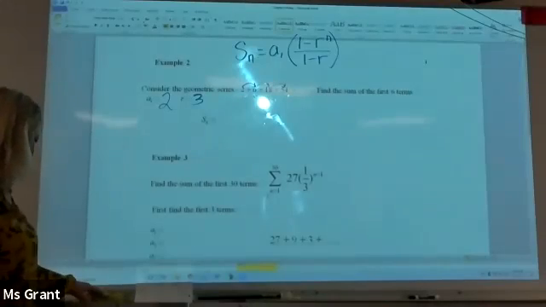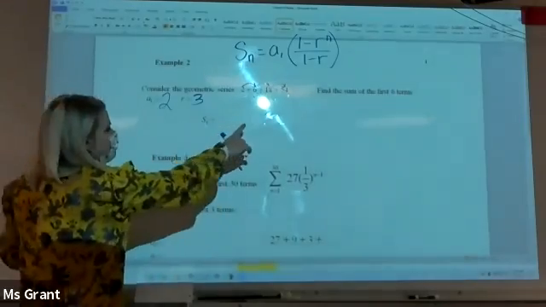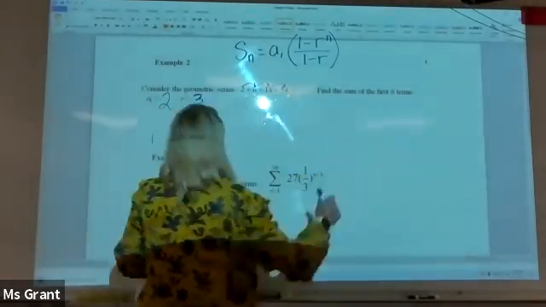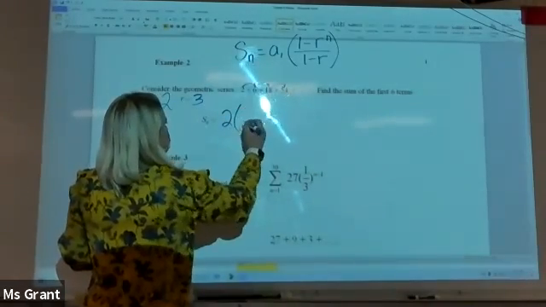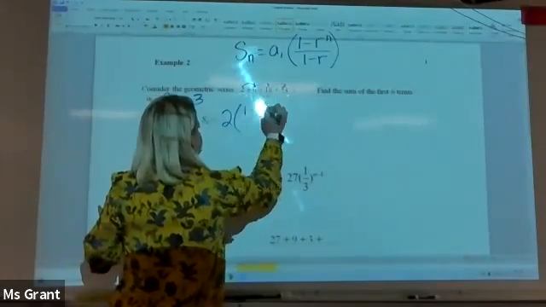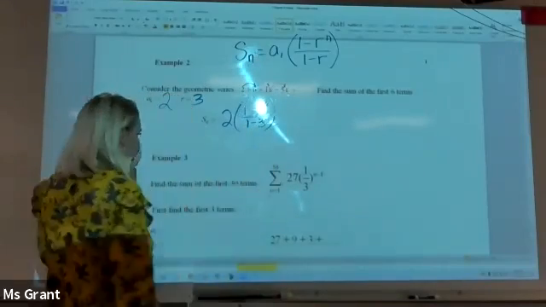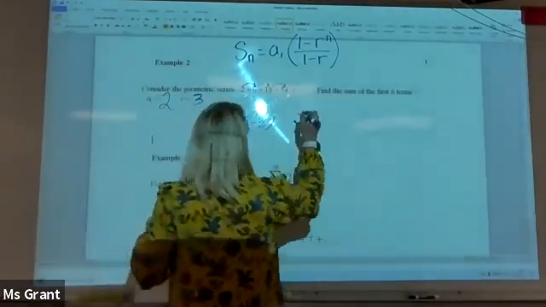Here we go. My sum of my 6th term. Find the sum of the first 6 terms is the question that I'm asked. First term times the quantity 1 minus 3 to the 6th over 1 minus 3. I'm short on space, so 3 to the 6th is 729. You can do it on your calculators. You should have your calculators handy.